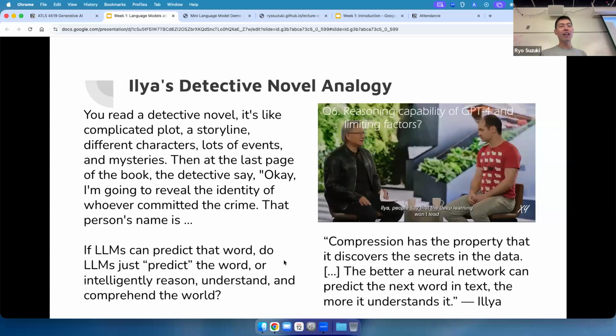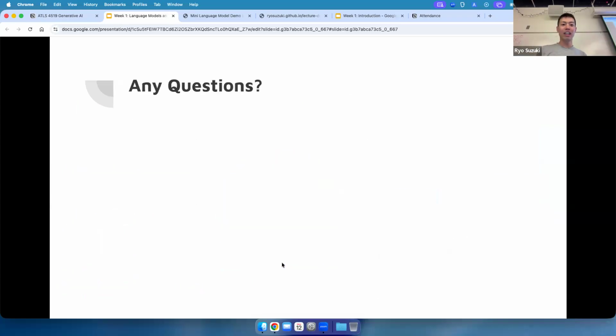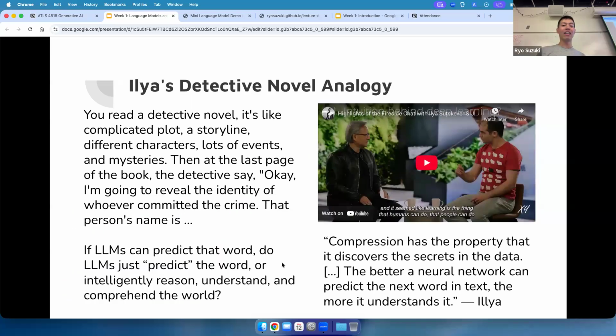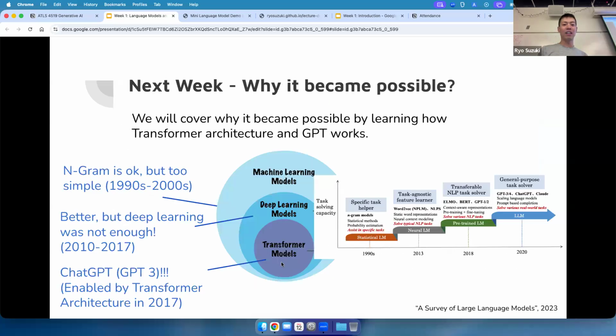So that is one possible answer. Even though it's predicting the word, we could still somehow see it. An n-gram is obviously not really reasoning, but the deep learning model is somehow understanding it, like reasoning too. So that's pretty much it.